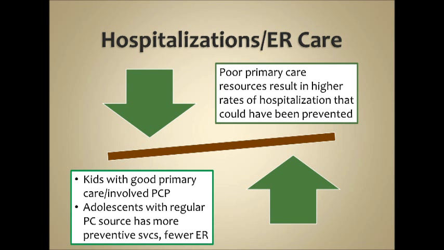On the other hand, studies have shown, as you can see the arrow on the left side that's pointing downward, that kids with good primary care have an involved PCP and they don't have to go to the ER as much. They get preventive services, and so stuff is prevented and they just don't use the hospital and the emergency room as much.